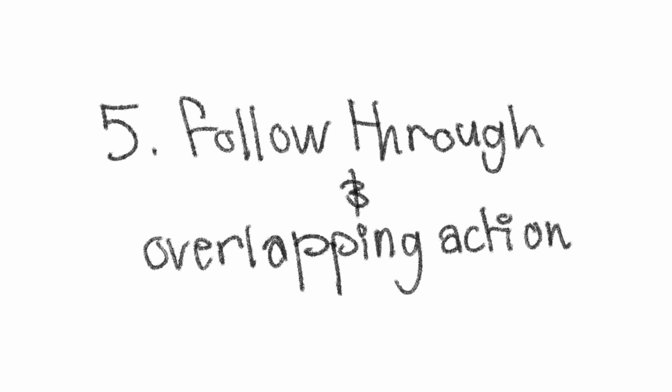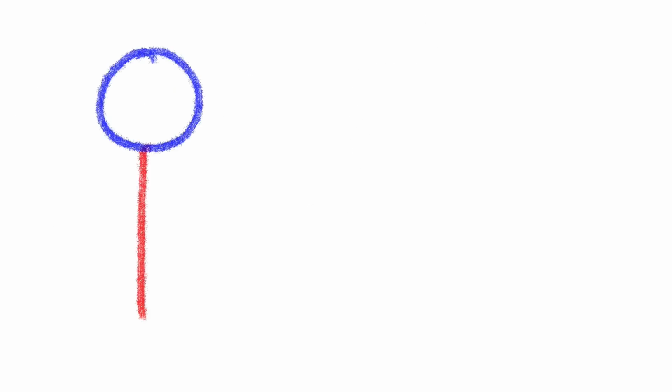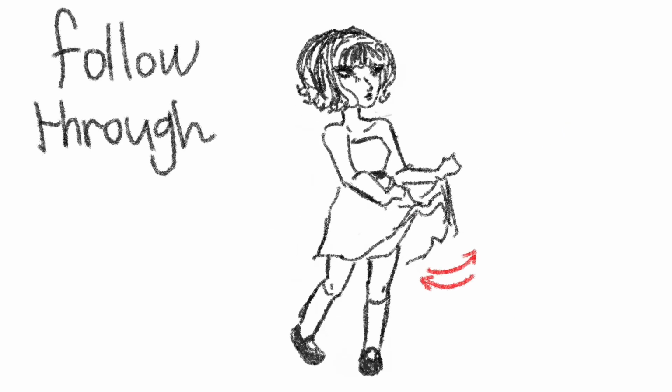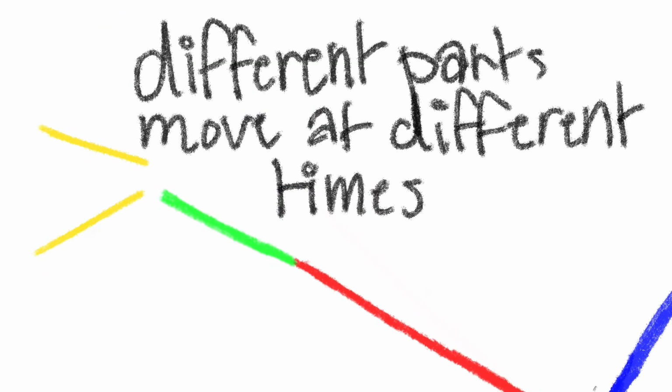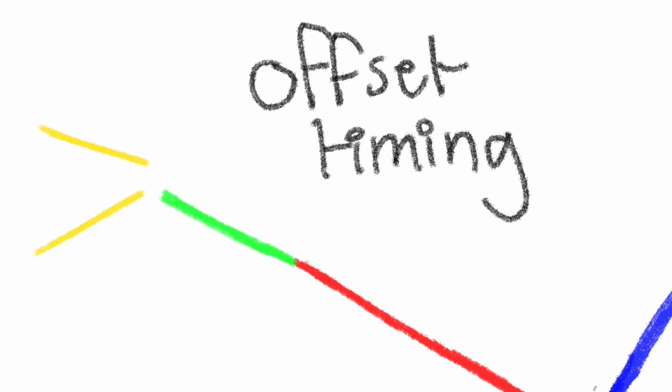Follow through and overlapping action. Drag. You could think of drag as the main body quite literally dragging the other parts around. Follow through. How secondary parts move after the body has stopped. Take for example earrings and hair. Takes a bit to settle after the body has already stopped moving. Overlapping. When different parts move at different times. So essentially offset timing with all the different parts.